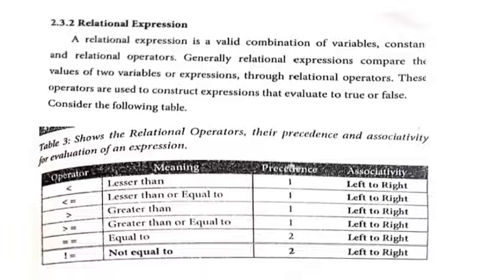Operator, meaning, precedence and associativity. Lesser than, precedence is 1, associativity left to right. Associativity means that while solving, we need to go from left to right. Lesser than or equal to, precedence is 1, left to right. Greater than, precedence is 1, left to right. Greater than or equal to, precedence is 1, left to right. Double equals, I mean equal to, precedence is 2, left to right. Not equal to, precedence is 2, left to right.